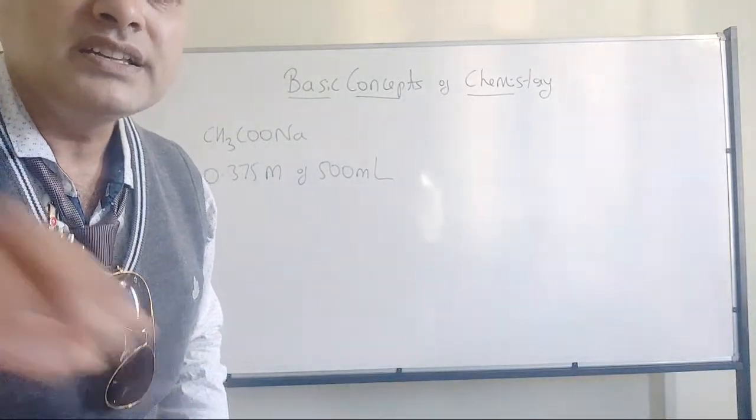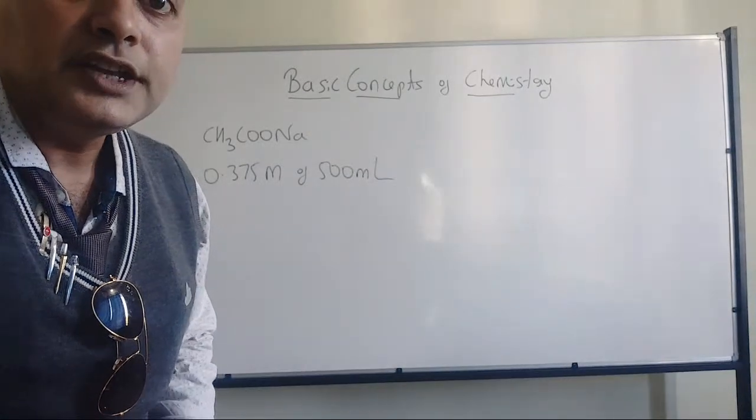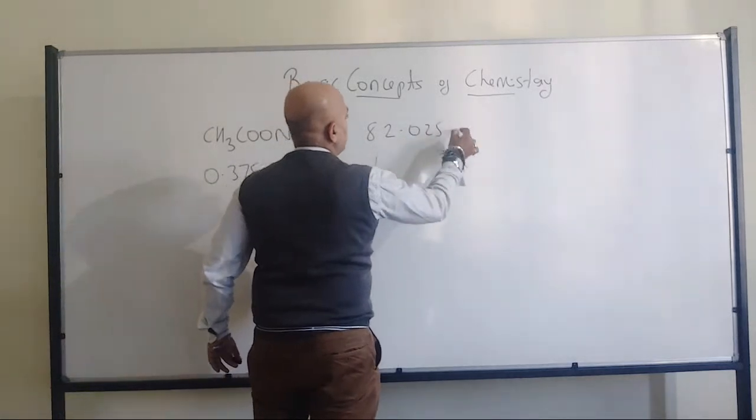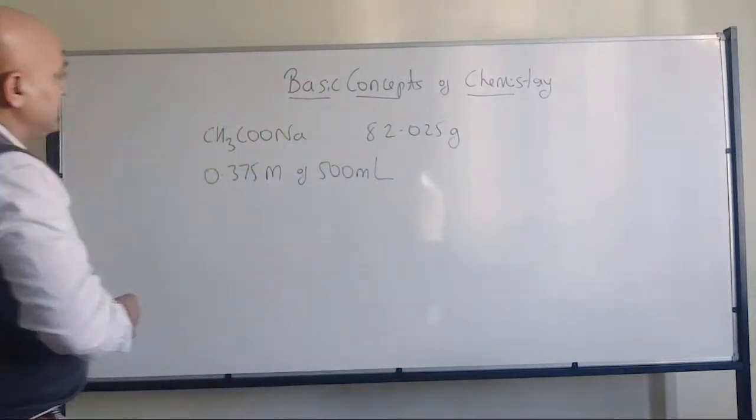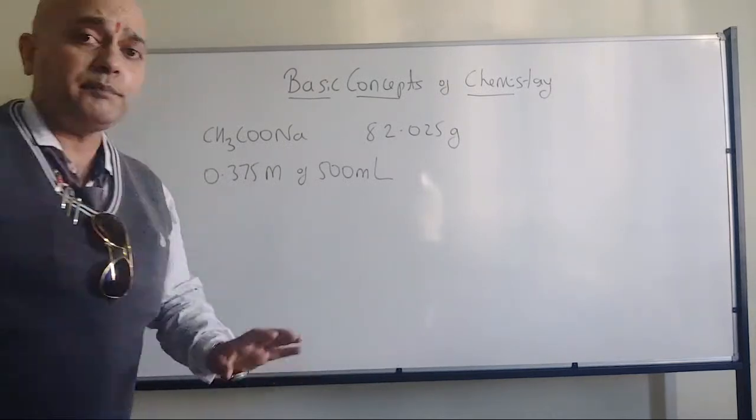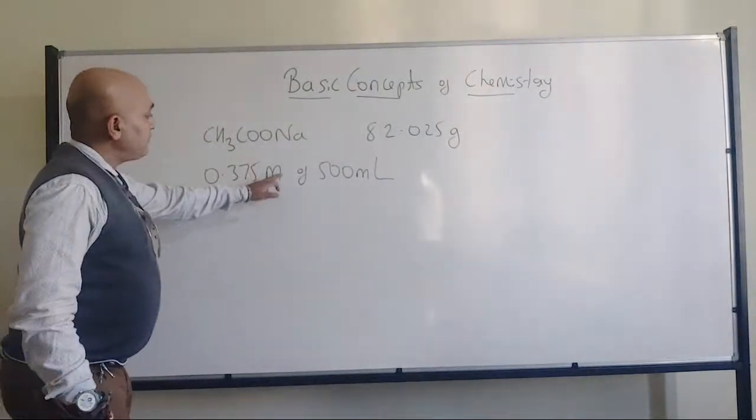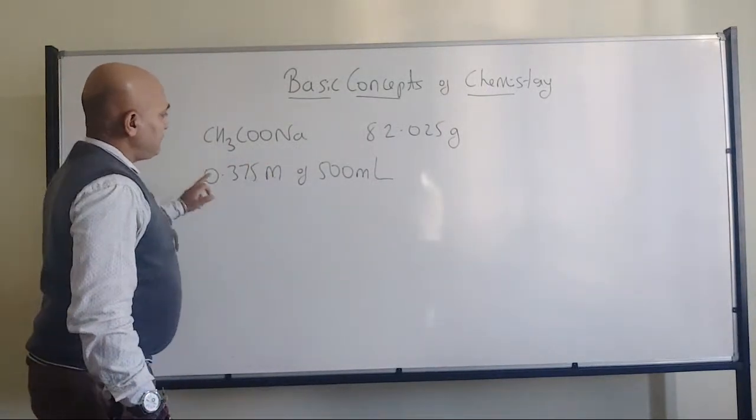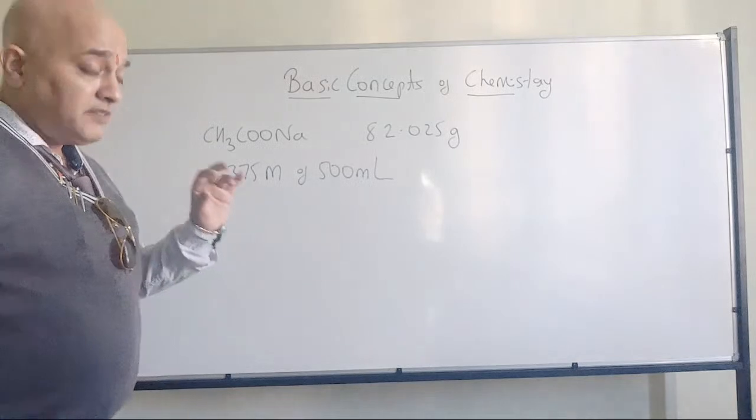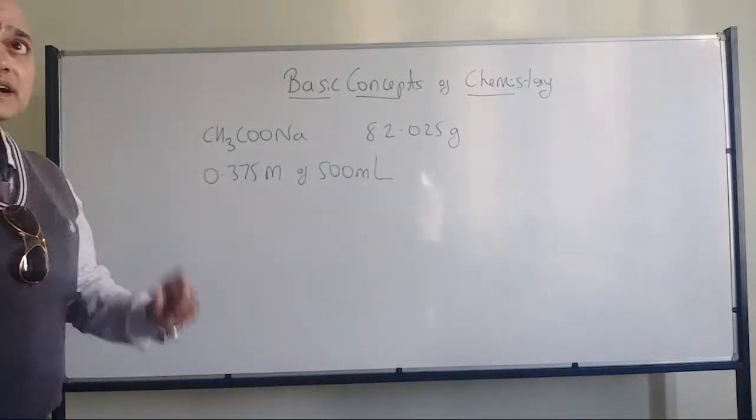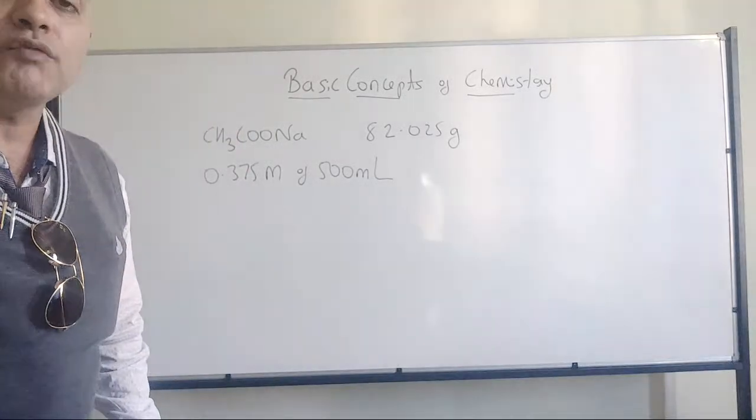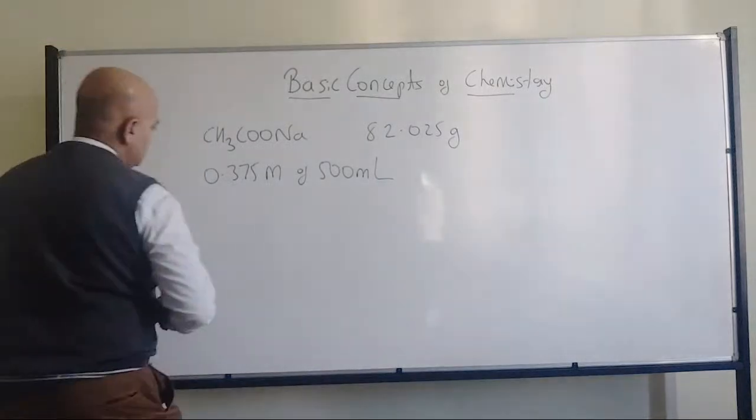The molar mass is 82.025 grams per mole. So that's where we have the molar mass. Now we have to prepare sodium acetate of molarity 0.375 molar, 500 ml. Now we can assume: for 1 molar, how much do we require? What is the mass? For 1 liter, we will assume.